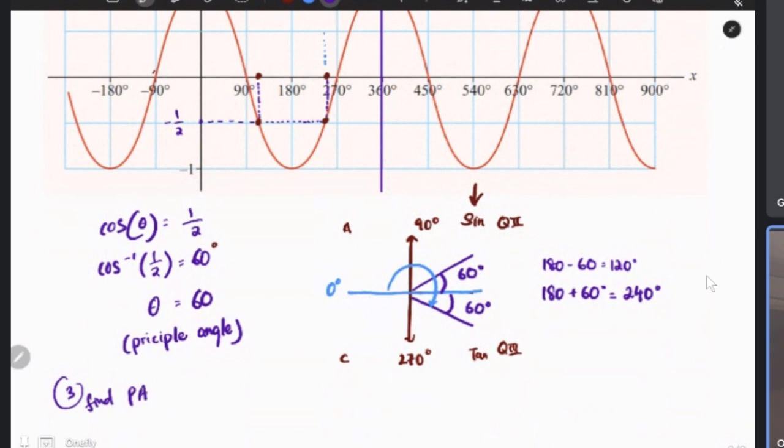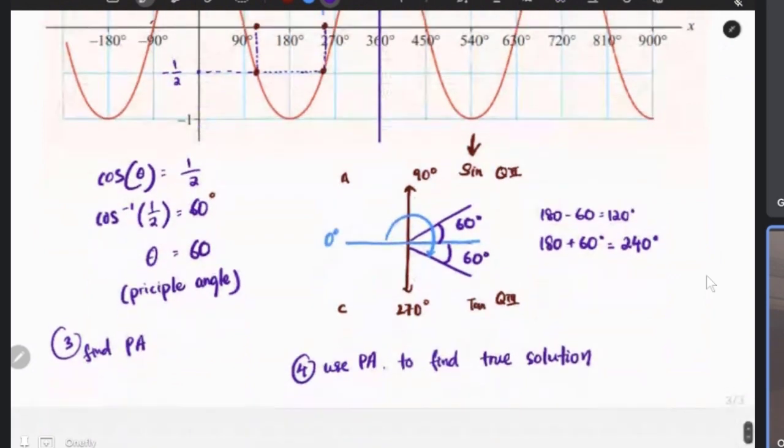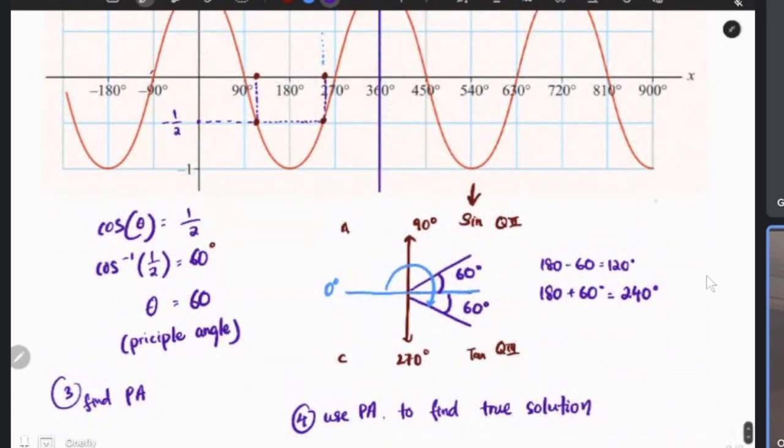Find principal angle. Step 4, use principal angle to find true solutions. How to find true solutions? Always draw. The rule for you to find your true solution is that your principal angle must always be adjacent, meaning to say it will always stick. It is always by the side of the horizontal line, adjacent to the horizontal axis.